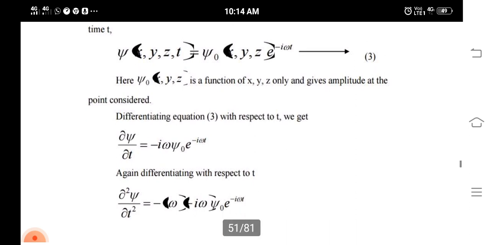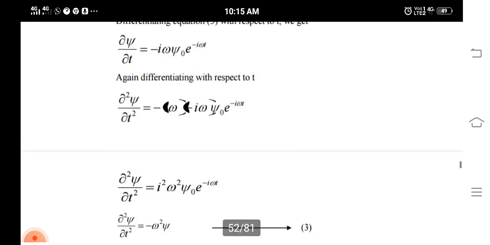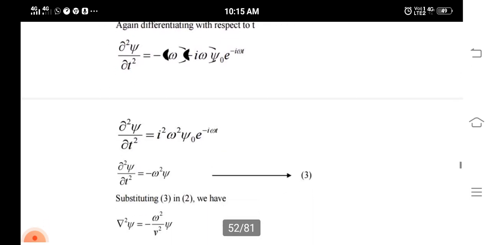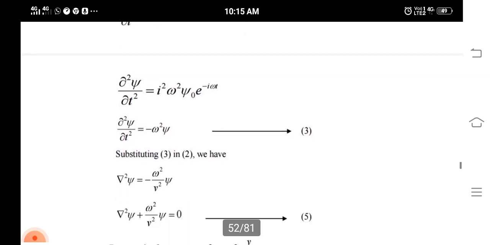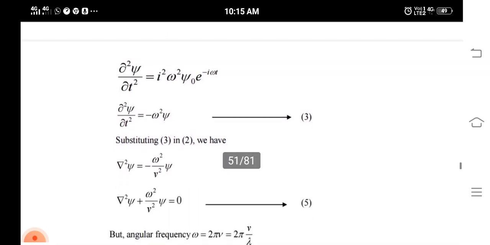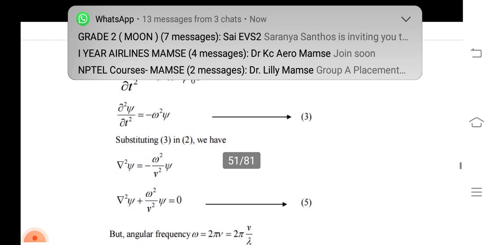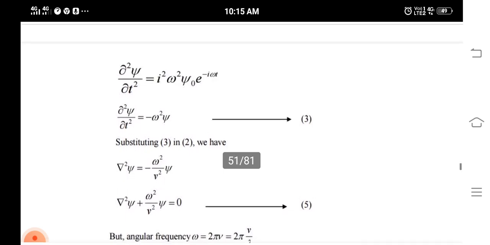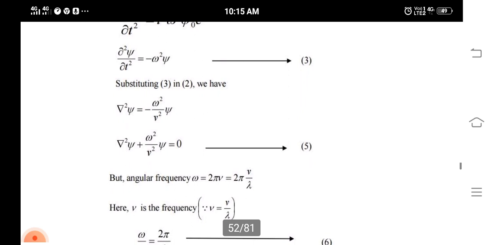We take one more differentiation, the second order differentiation with respect to t. So ∂²ψ/∂t² = (−iω)(−iω) ψ₀ e^(−iωt). Simplifying this equation, we get ∂²ψ/∂t² = −ω²ψ, and substituting equation number 3 in equation 2, we get ∇²ψ = −(ω²/v²)ψ. Here ∇²ψ + (ω²/v²)ψ = 0.